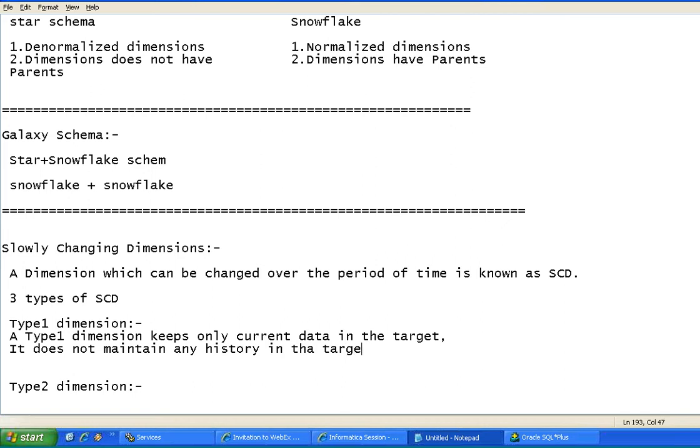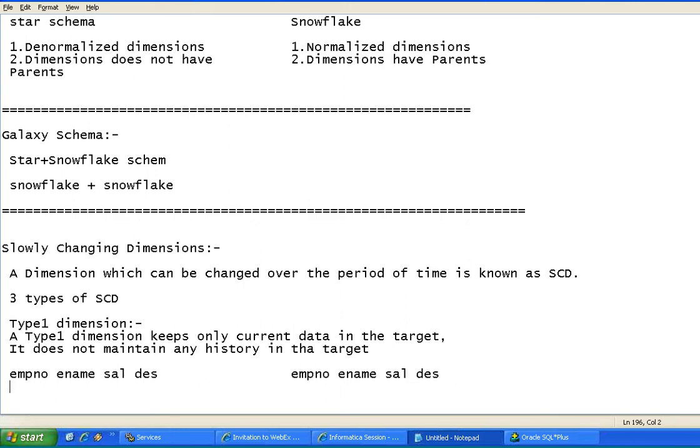I'll explain. See here, for example, this is my source, let us think. I have some columns in my source: employee number, name, salary, designation. The same columns I have in my target also. Target is a dimension table, let us think. Employee number, name, salary, designation.